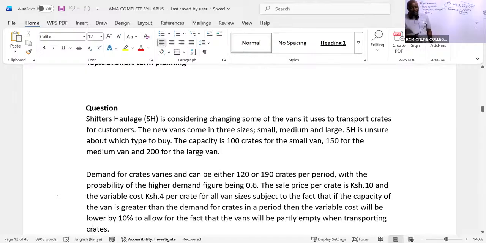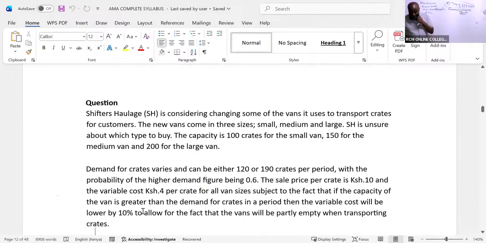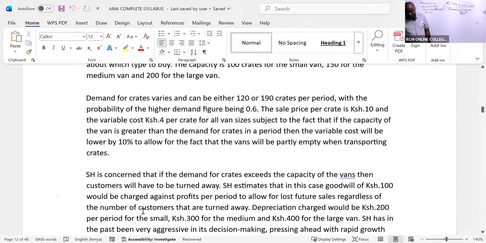So by the time a student is reading up to there, already kisungu imeanza kuingi. Anashangaa hii ni me ama tongue twister. Demand for crates varies and can either be 120 or 190 crates per period, with probability of the higher demand figure being 0.6. The sale price per crate is Kenya shillings 10. And the variable cost is Kenya shillings 4 per crate for all van sizes, subject to the fact that if the capacity of the van is greater than the demand for crates in a period, then the variable cost will be lower by 10% to allow for the fact that the vans will be partly empty when transporting crates.